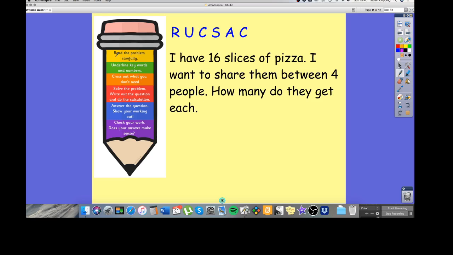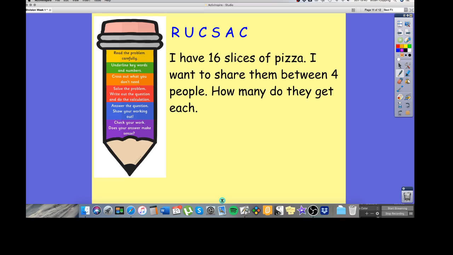So Rucksack stands for, the R stands for read the problem carefully. The U stands for underline the keywords and numbers. The C says cross out what you don't need, or calculation. You're going to write the calculation. Solve the problem, write out the question and do the calculation. Answer the question to show your working, and then check your answer. Does it make sense?